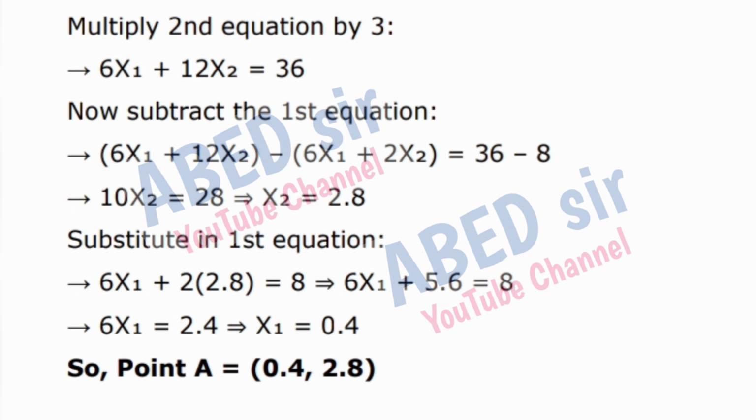Now subtract the first equation. 6x plus 12y minus 6x plus 2y is equal to 36 minus 8. 10y is equal to 28, y is equal to 2.8. Substitute in the first equation. 6x plus 2 times 2.8 is equal to 8. 6x plus 5.6 is equal to 8. 6x is equal to 2.4, x is equal to 0.4. So, point A is equal to (0.4, 2.8).